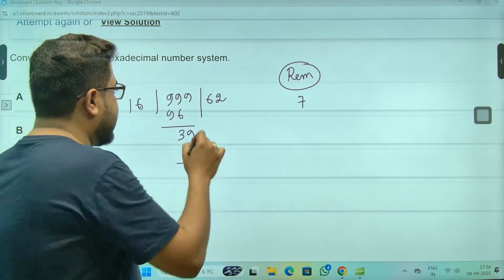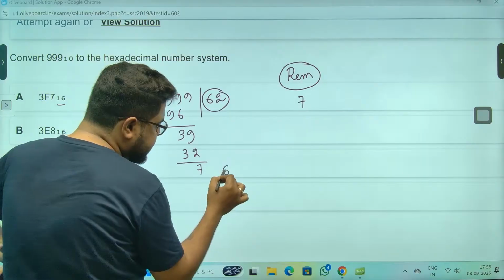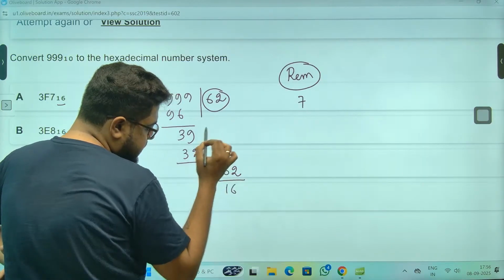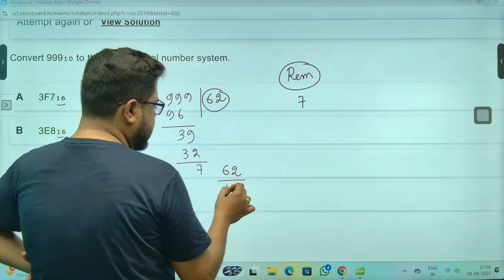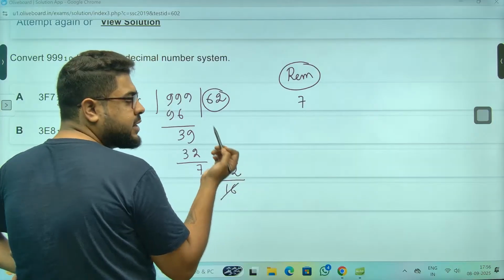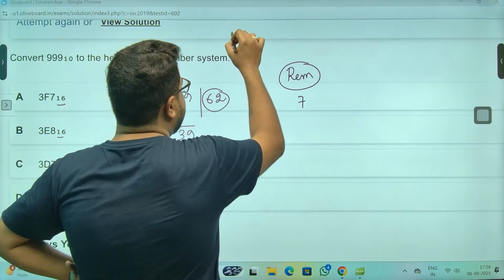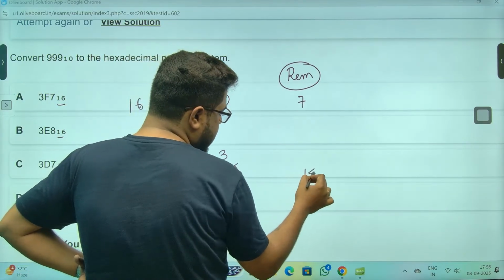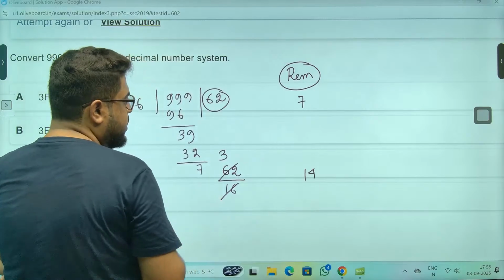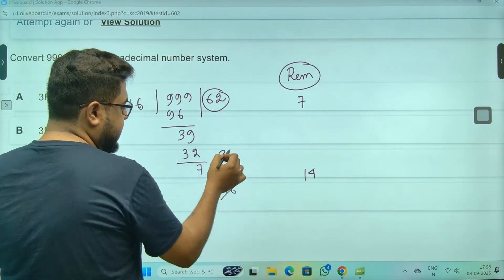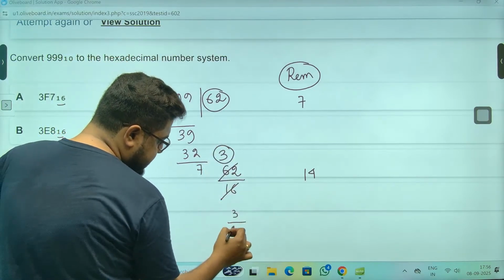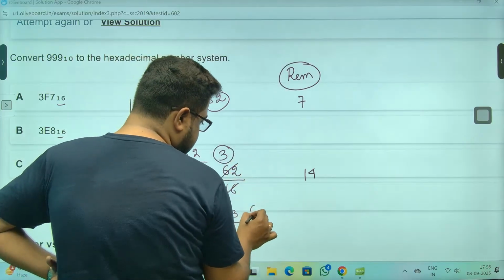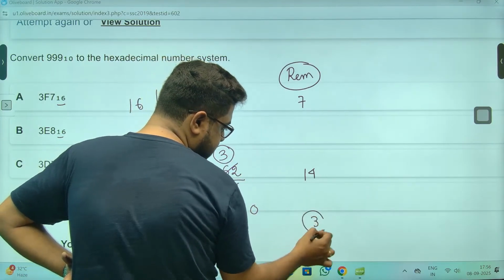Now we have 62. Divide this 62 by 16. 16 3s are 48, and 62 minus 48 is 14. 14 is the remainder, and the quotient is 3. So 3 divided by 16 is 0 times, and 3 is the remainder.